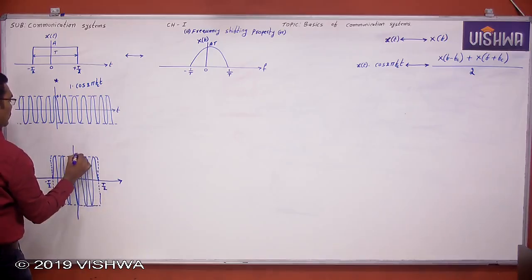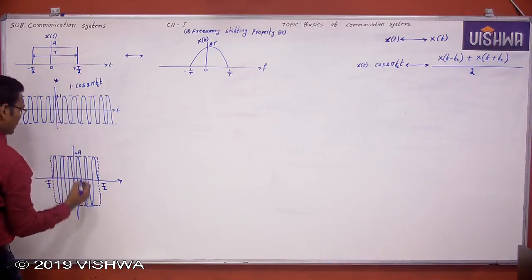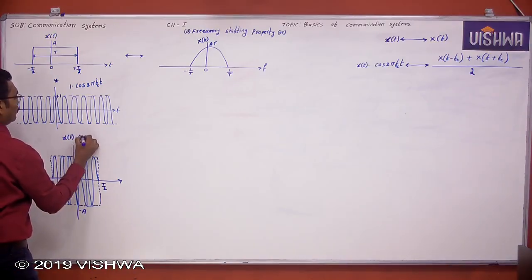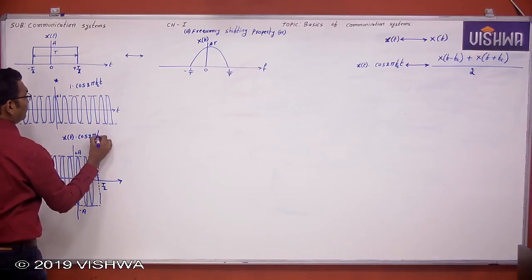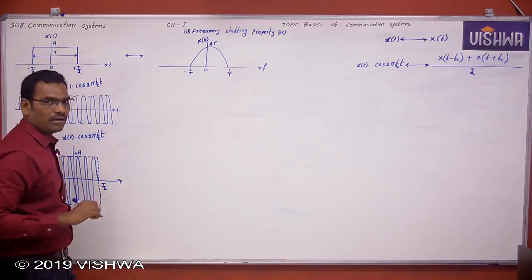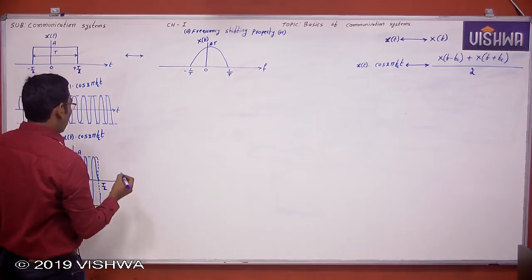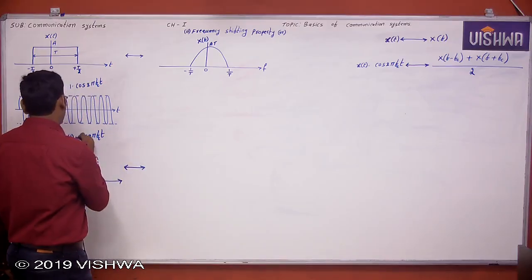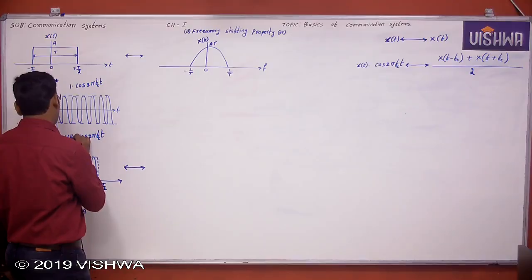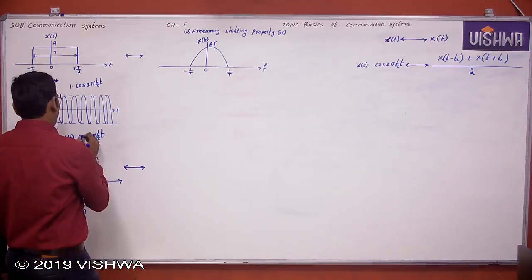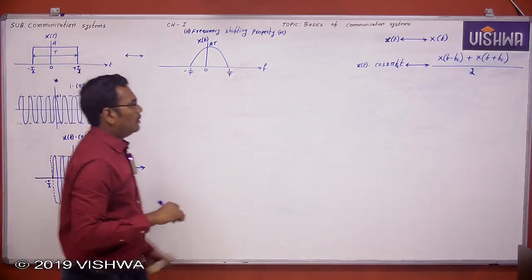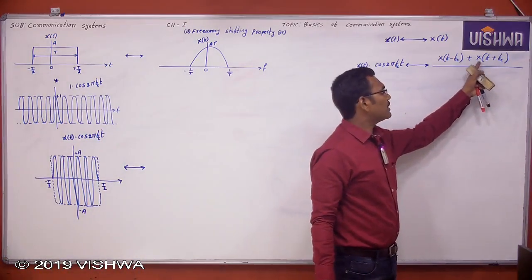Now this is x of t into cos 2 pi fct. Whose Fourier transform is x of t into cos 2 pi fct? Now see here, x of t into cos 2 pi fct has the Fourier transform X of f minus fc plus X of f plus fc.